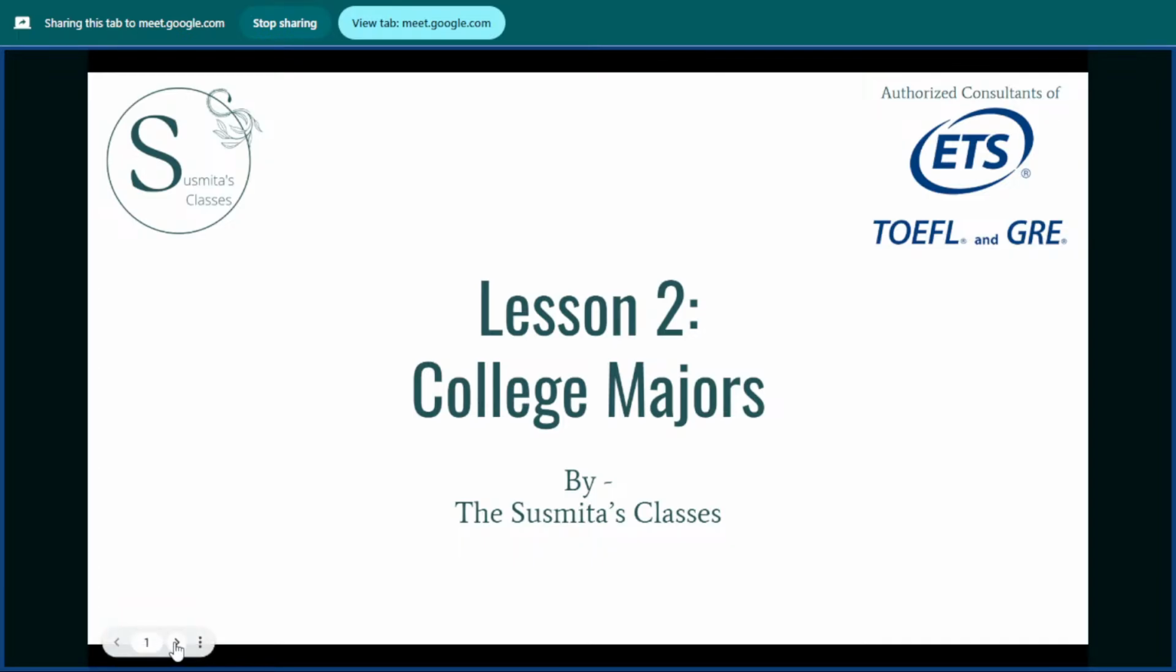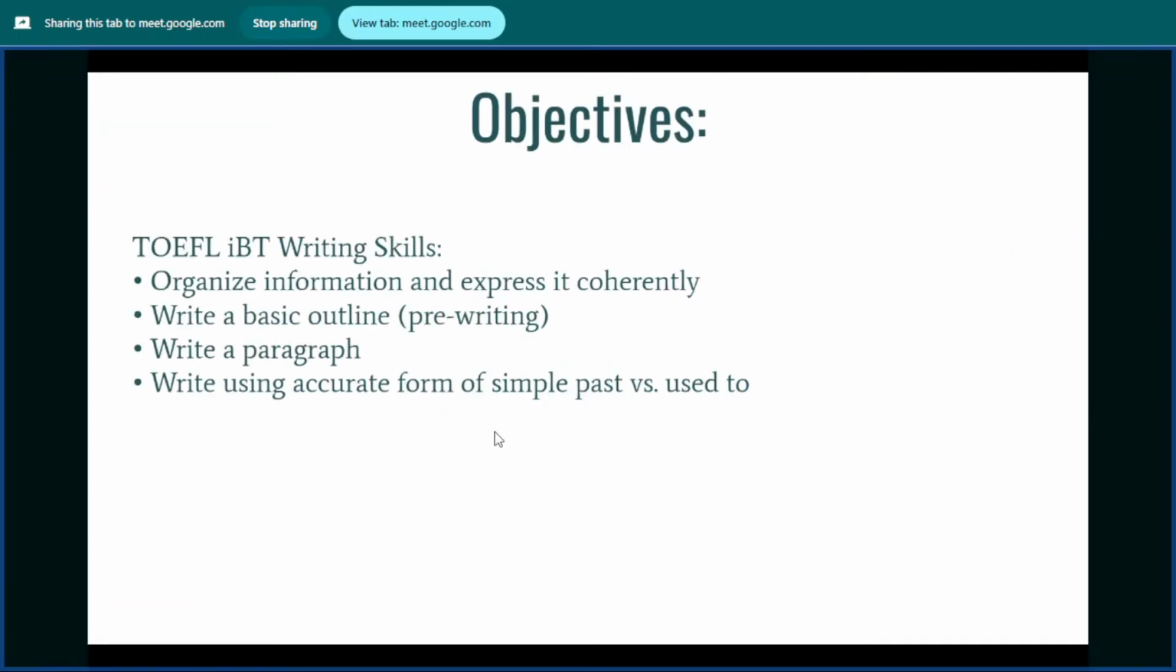So that's how we say, that's what we mean by college majors. Now here we will see how to organize our information and express it coherently, how to write a basic outline for our writing task, then how to put forward a paragraph, and then we will also go through the rules of simple past tense and how to use it, along with how to use "used to" in a sentence.